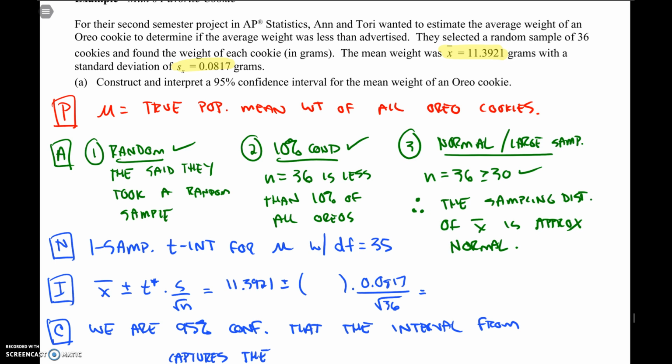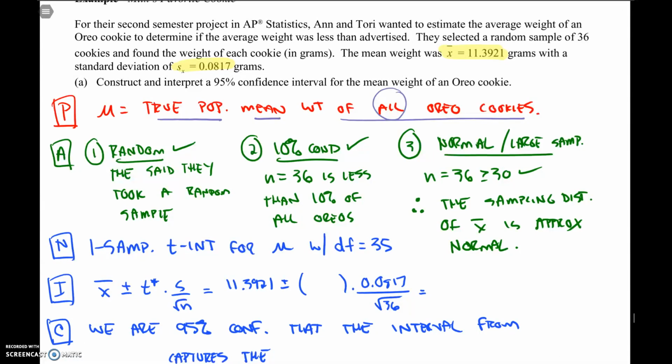So first step is P, the parameter step. I can't tell you how many people put P right here on the test. No, it's a mean. Population symbol is mu. Maybe it's stupid to put these P's or do these panics, but whatever. So mu is the true population mean weight of all Oreo cookies. Make sure you talk about the parameter, make sure you say what the parameter is, and make sure you put context referencing the population.